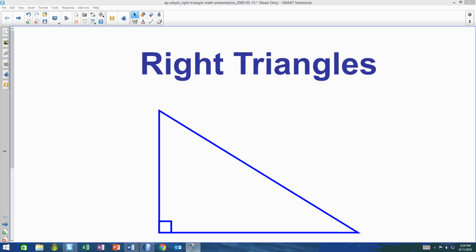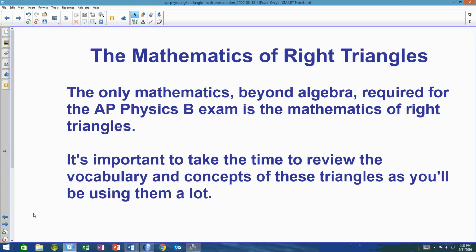Okay, this lecture is on right triangles. In other words, how do we make right triangles and how do we use them to solve physics problems? When we talk about physics and mathematics, we do need algebra, but then we also need to use vector algebra. That's a big word, and basically it's the mathematics of right triangles. So if you get a chance, please review that in Chapter 3 of your textbook.